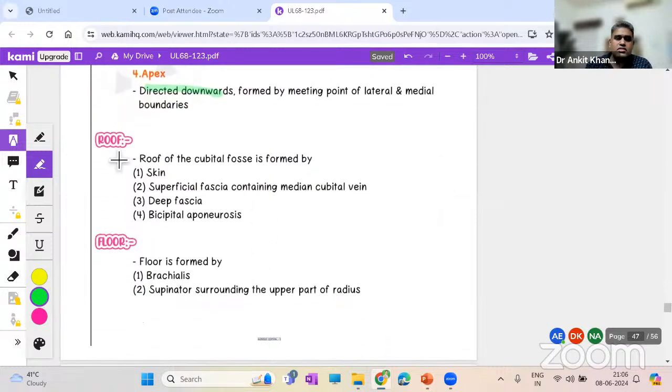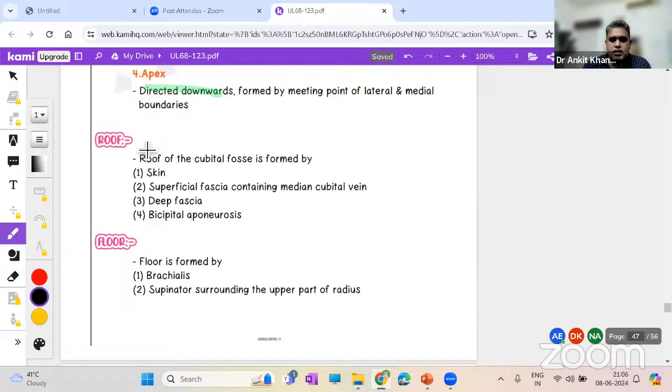Roof is basically, what is meant by roof? Roof means the area which is close to the skin. So we have skin, and structures related to the skin will be superficial veins, cutaneous nerves, cutaneous lymphatics. So here you can see they have some bicipital aponeurosis, superficial. You have this superficial vein over here, which is your median cubital vein. So that is close to the roof part.